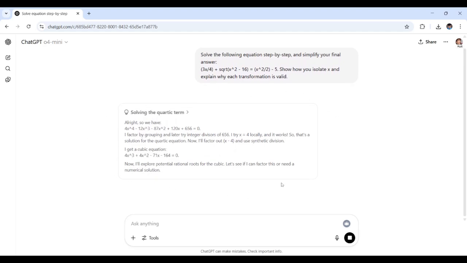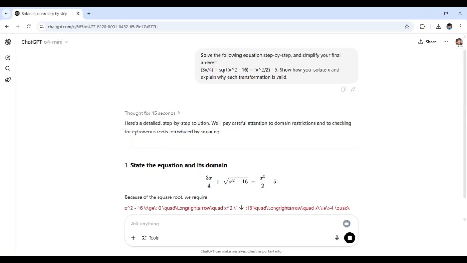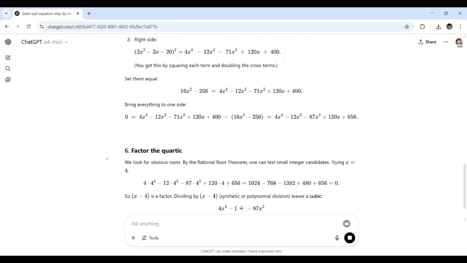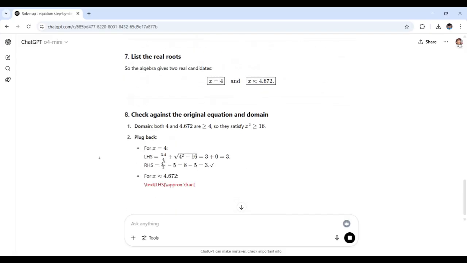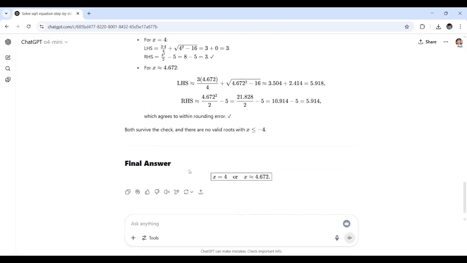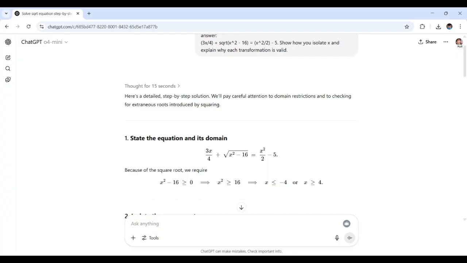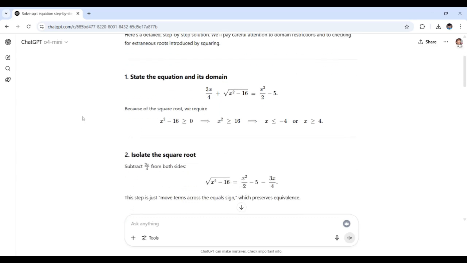As you can see, the process is there. Here it is with the step by step, with the solution and everything. And here, downward, is the final answer. Look at that. It's quite impressive. See right here the careful attention to domain restrictions, to checking for extraneous roots, squaring right here. See, look how complicated it is.